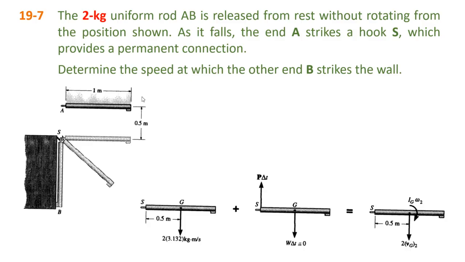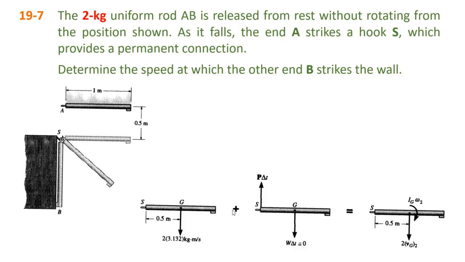So let's get some information from here. The 2 kilogram is the mass. The length is 1 meter. The height 1 was 0.5, given the height of 0. Then it's going to be dropped down, with the point G going to the height of minus 0.5. We need to find the speed at which the other end B will strike the wall. So we're going to find the omega at this state. I can find the velocity, which is going to be equal to the omega multiplied by the r between S and B. So we start with this calculation.